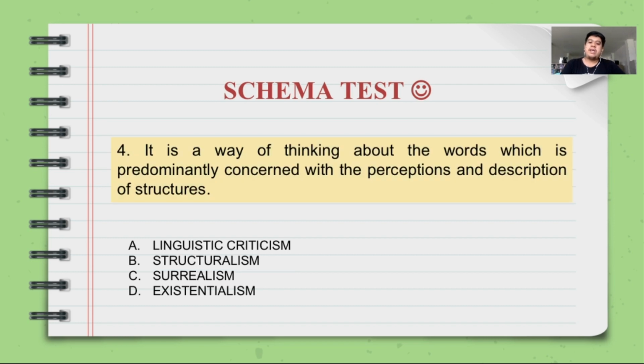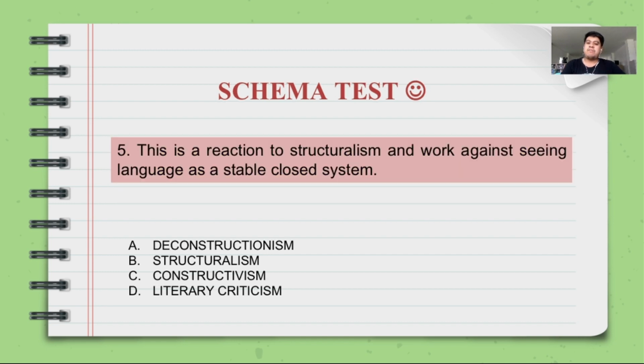Fourth question. It is a way of thinking about the words which is predominantly concerned with the perceptions and description of structures. A. Linguistic criticism, B. Structuralism, C. Surrealism, D. Existentialism. Last but not the least, we have the fifth question. This is related to structuralism and works against seeing language as a stable closed system. A. Deconstructionism, B. Structuralism, C. Constructivism, and D. Literary criticism.